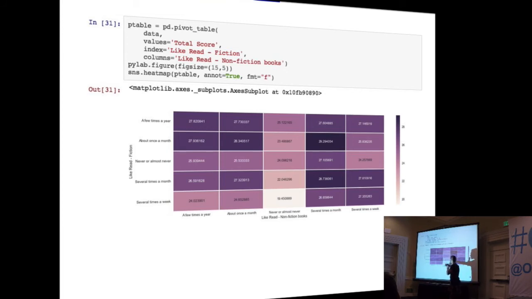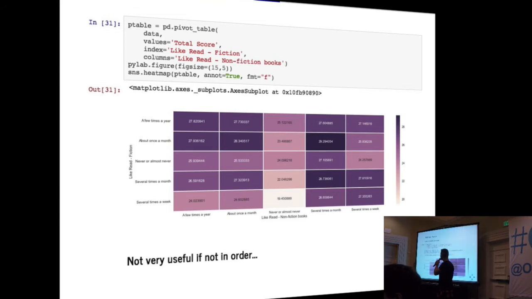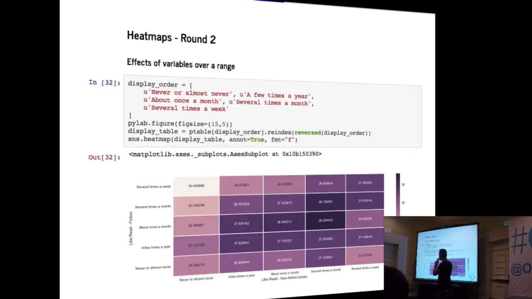A few times a year, once a month, never, several times a month, several times a week, and the same for fiction. This is rather hard to read given the defaults, because never is right in the center, and you would think never is reading less than a few times a year. So we can easily reorder that. With display order, you just pass that into our P table, which will reorder it based on the names there.